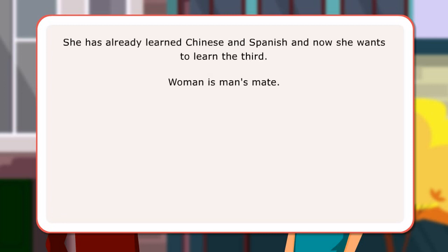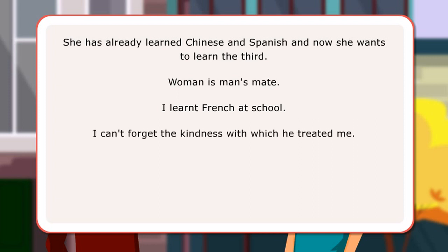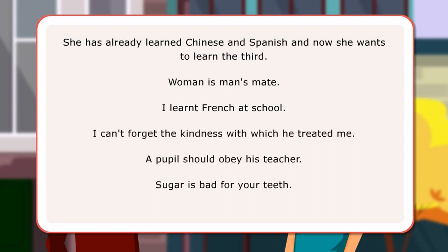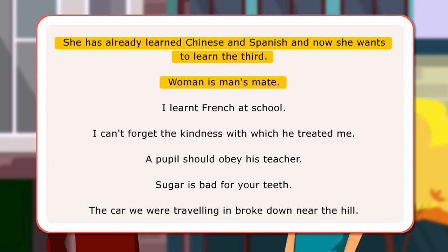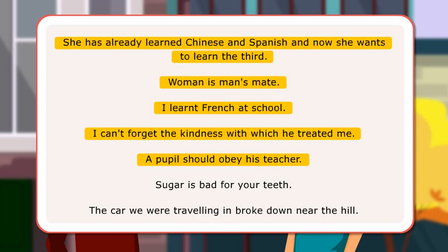Here are a few examples of sentences with definite and indefinite articles, some and zero article. She has already learned Chinese and Spanish, and now she wants to learn the third. Woman is man's mate. I learned French at school. I can't forget the kindness with which he treated me. A pupil should obey his teacher. Sugar is bad for your teeth. The car we were traveling in broke down near the hill.